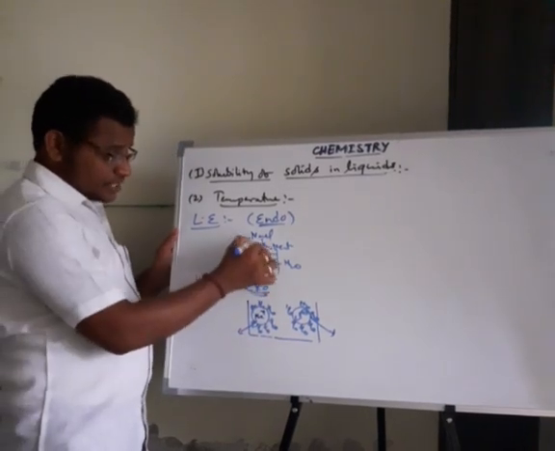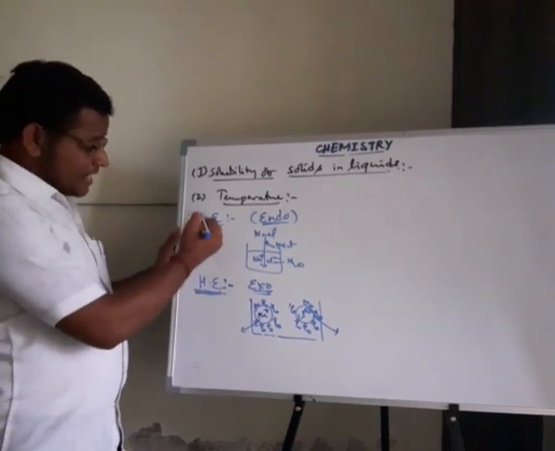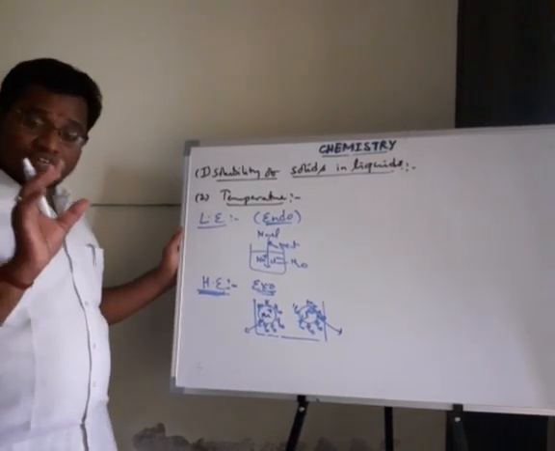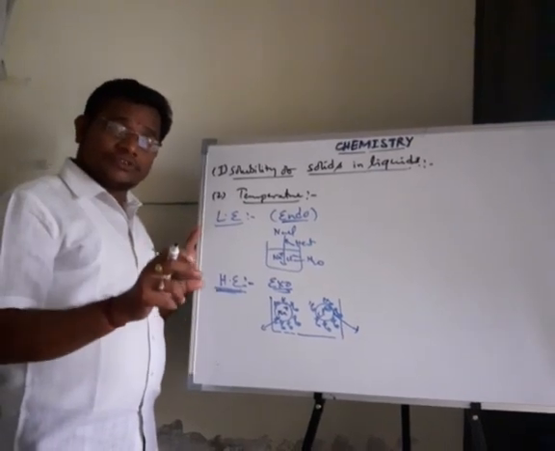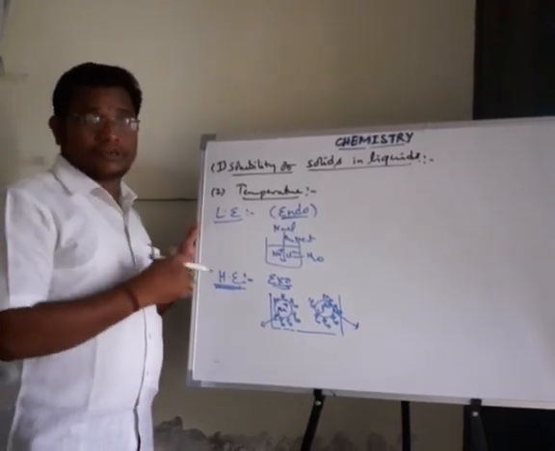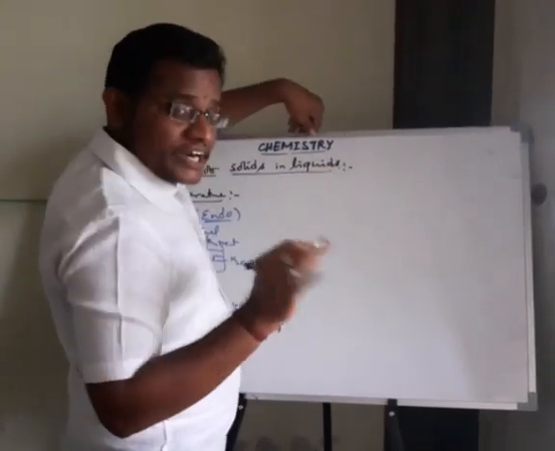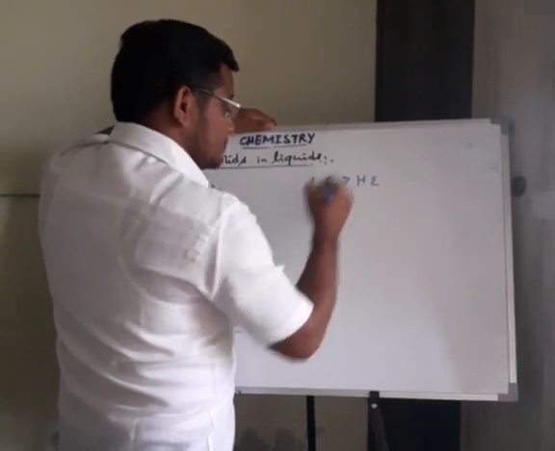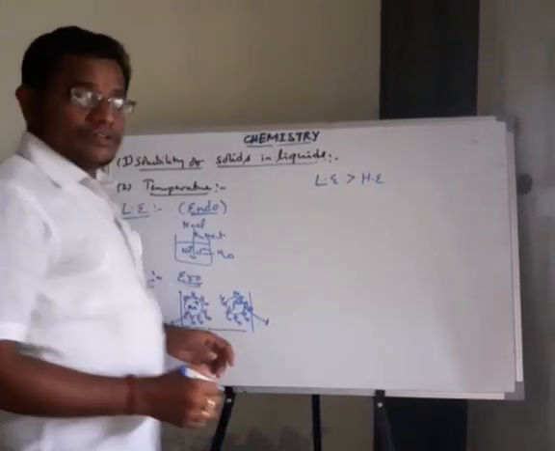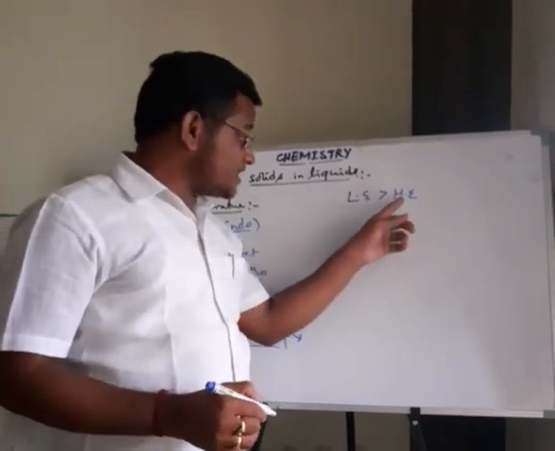Here energy is released, that's why it is an exothermic process. Here energy is absorbed, that is an endothermic process. So by comparing the lattice energy and hydration energy of a solute, you can find out whether the formation of the solution is exothermic or endothermic. For example, take a solute whose lattice energy is higher than its hydration energy.